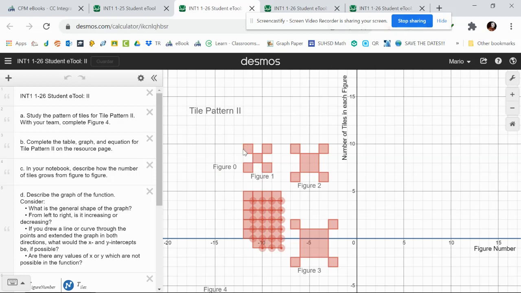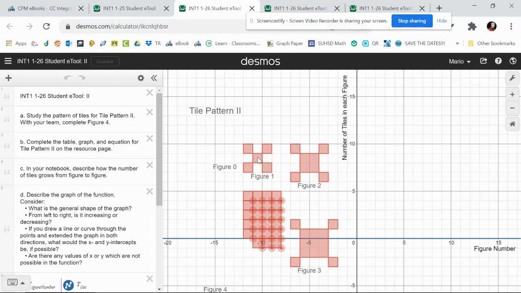If you guys notice here, figure 1 has 1, 2, 3, 4, 5. Figure 2 has 4 on the sides and then 4 in the middle, so that makes a total of 8. And then here we have figure 3, which has 9 in the middle and then 4 on the sides, so that means a total of 13. So we had 5, 8, and now we have 13. It does look like we're growing by a factor of 5. We're not exactly growing by a factor of 5, but it is different.